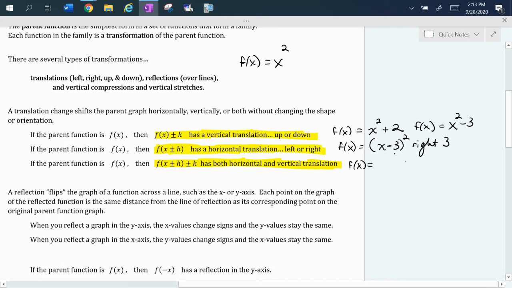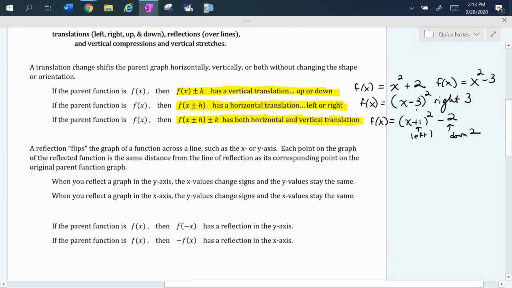And then we can also have both a horizontal and a vertical translation in the same graph. So I could have (x plus 1) squared, which would shift our graph to the left 1, and I could have a minus 2 at the end, which would shift our graph down 2. I wrote 3, I meant to write 1. Left 1, and then down 2.